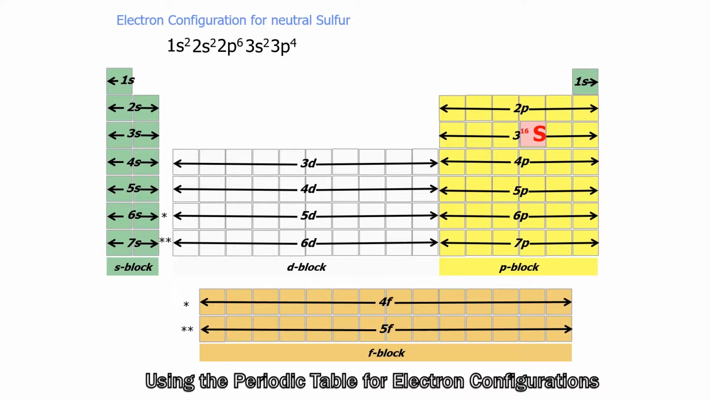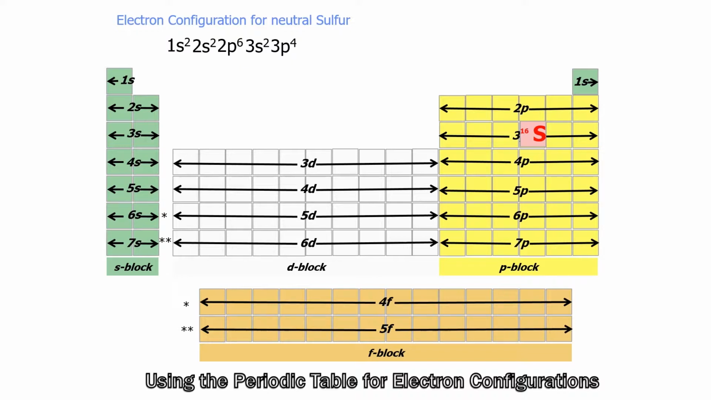The complete electron configuration is 1s2, 2s2, 2p6, 3s2, 3p4 for ground state sulfur. To check if this is correct, we could use the energy diagrams on the previous slide to generate the same electronic configuration. Go ahead and give that a try.